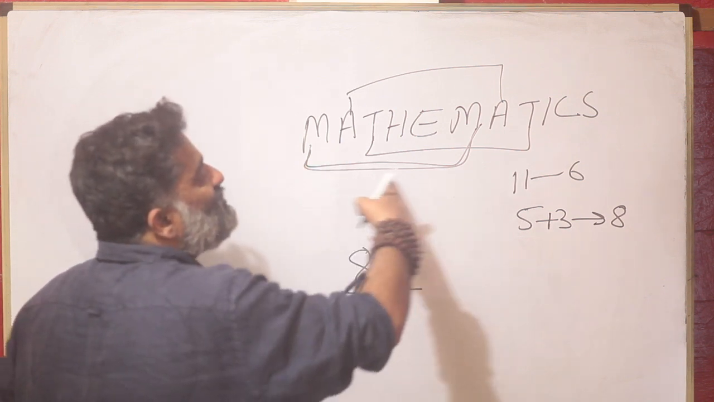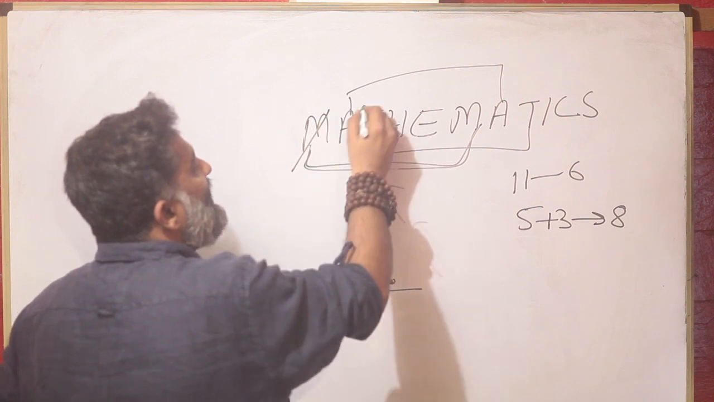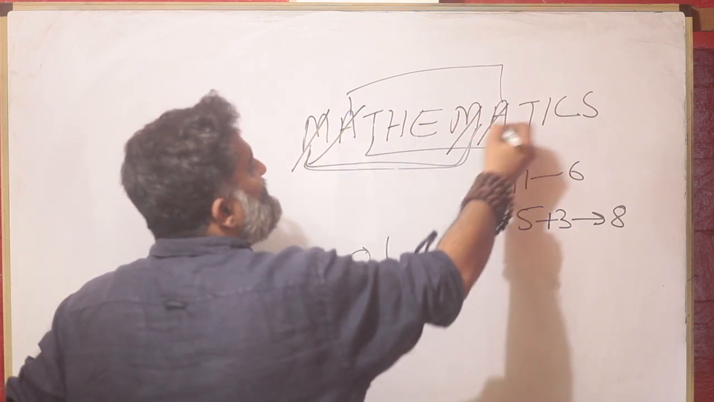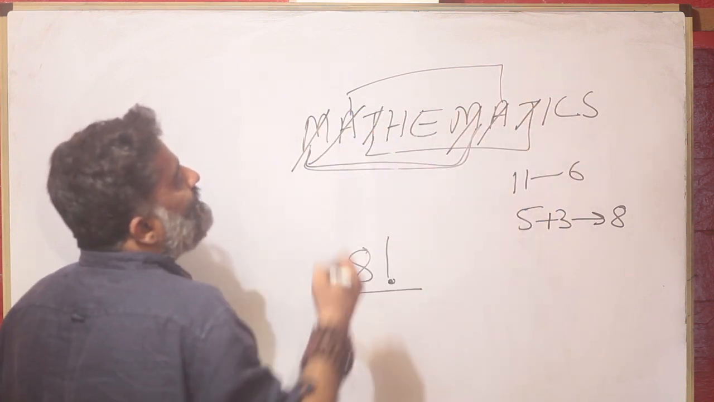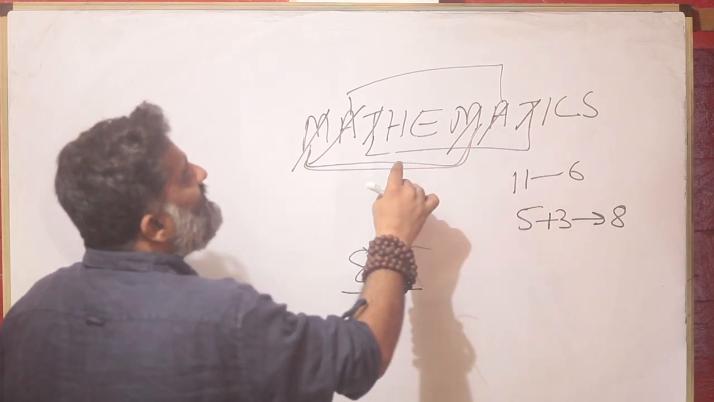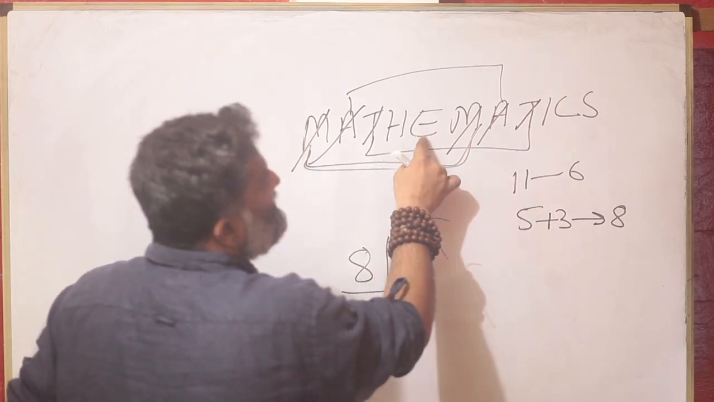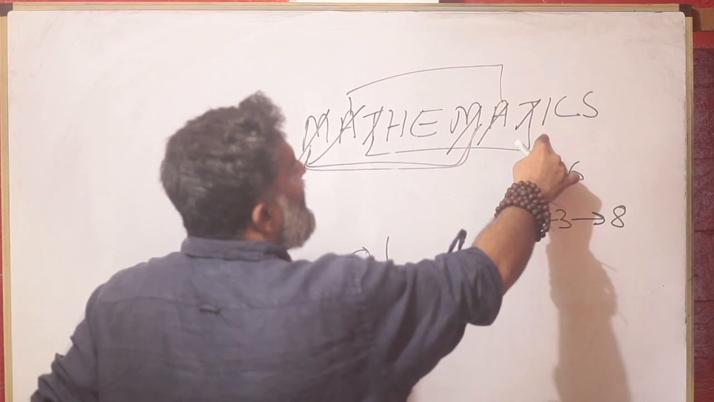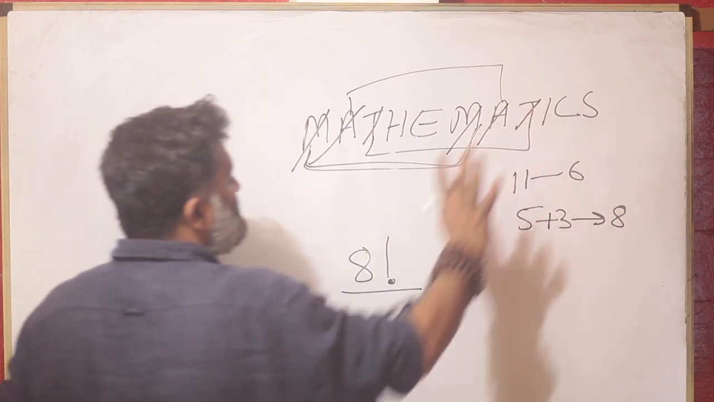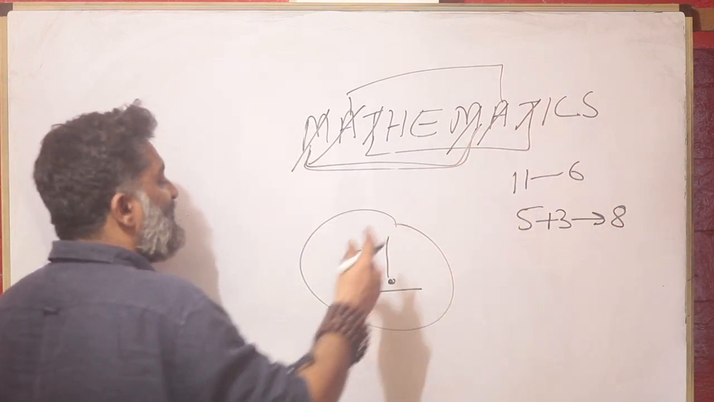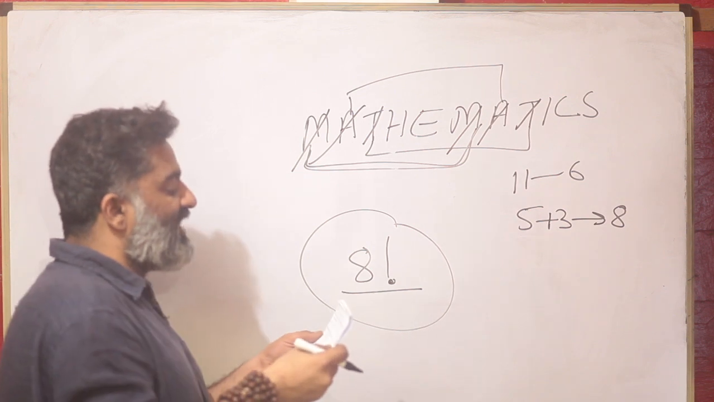But in the rest of the letters, if I am removing the M's, the A's and the T's, is there any other repeating letter? H is not repeating, E is not repeating, I is not repeating, C is not repeating, S is not repeating. So that's it, very easily. My answer is going to be 8 factorial.